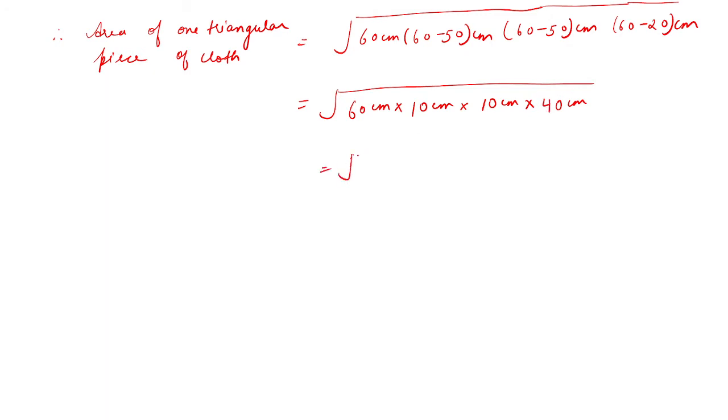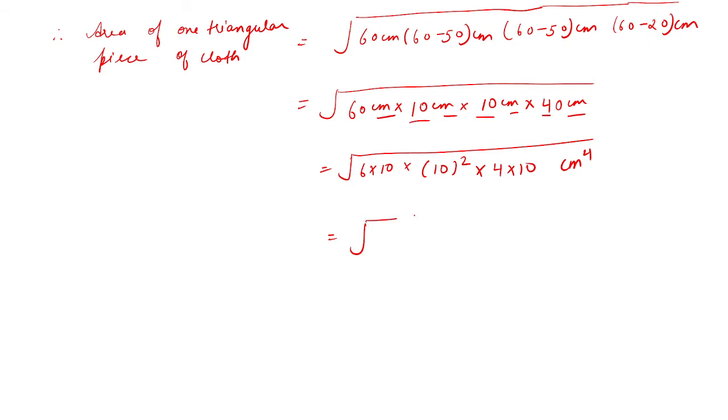Now you can open up the bracket and you see 40. One way to go about this is to keep this as 6 into 10, this will come in handy, into 10 into 10. So can I write it as 10 square into, what is this? Can I write this as 4 into 10? And centimeter, centimeter, centimeter, centimeter. You're multiplying centimeter 4 times. That means centimeter to the power 4. Clear? Now you take the square root of all of this.